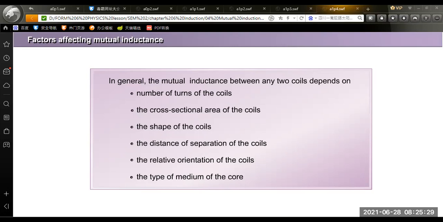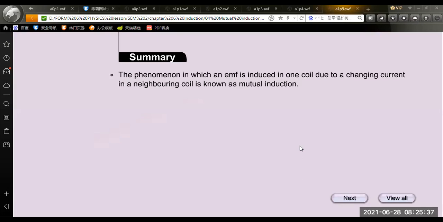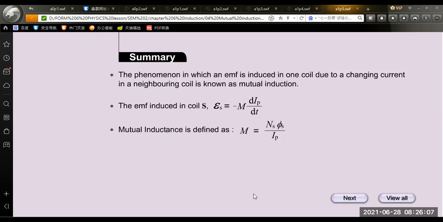As a summary, the phenomenon in which an EMF is induced in one coil due to a changing current in a neighboring coil is known as mutual induction. The EMF induced in coil S is equal to negative M di over dt, the change of the current in P over time. And the mutual induction is equal to Ns phi S over Ip. This one is the EMF, measured in volts. This one is the inductance, the ability of the second solenoid to induce the current. The unit for inductance is the Henry.